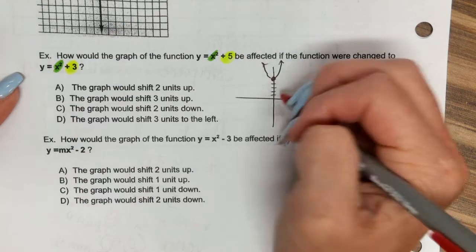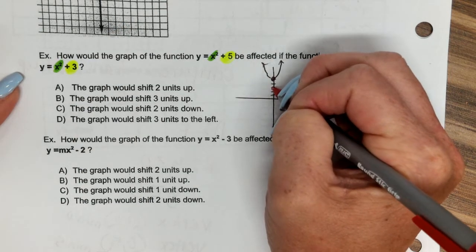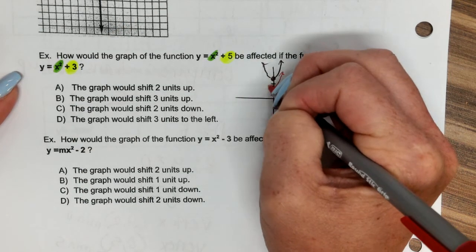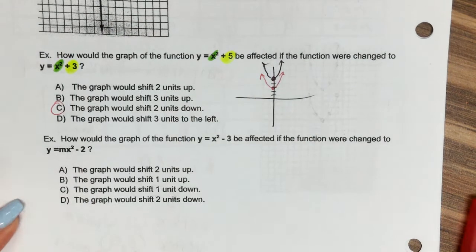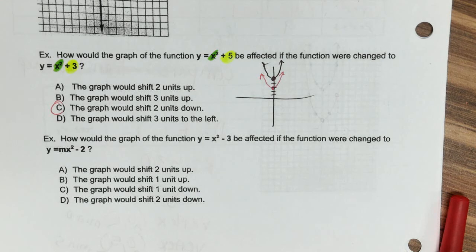This one's going to be right here at 1, 2, 3, and it's going to look the exact same. So what happened to it? It shifted down 2 units. All right, the next question.